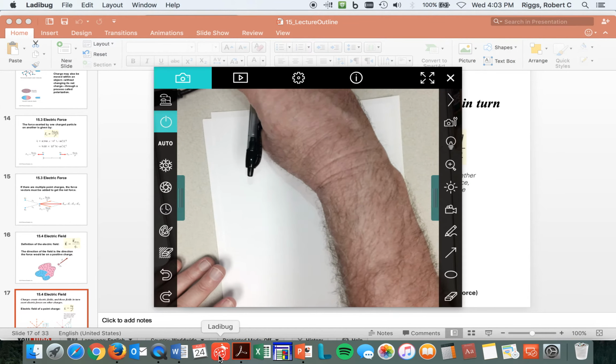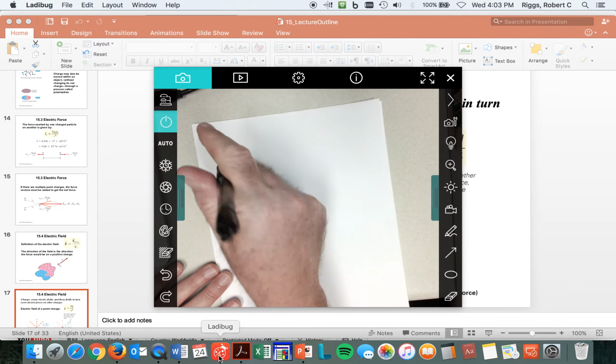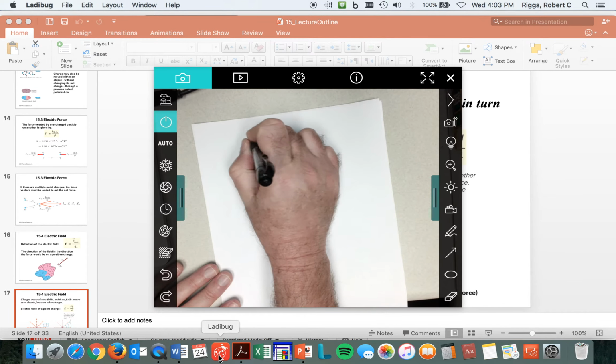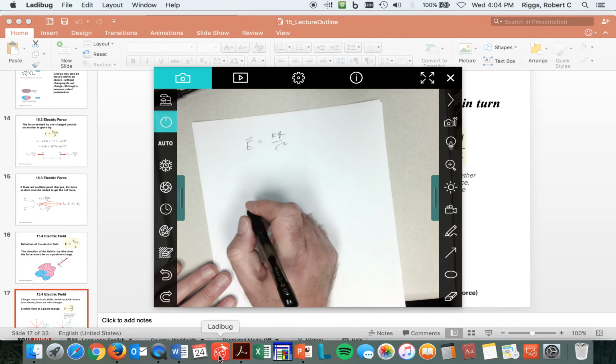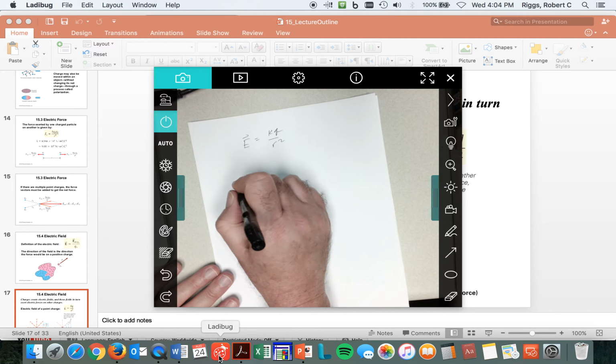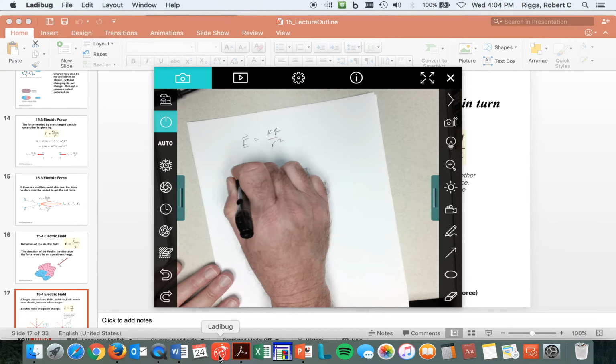So we've got two formulas for the electric field now. We've got E, well, we just have one. E is equal to kQ over r squared. And then the force that it feels, so I've got a positive charge here. It's got electric field lines going out in equal directions.